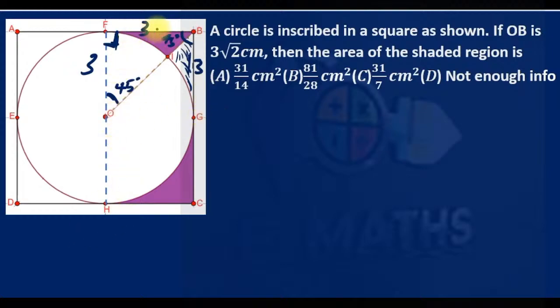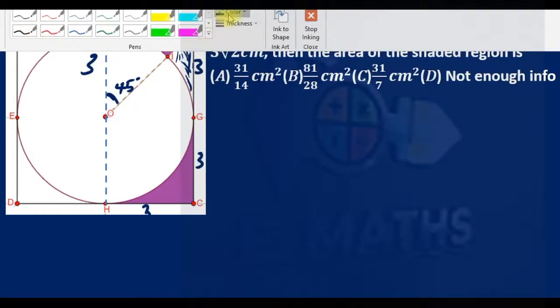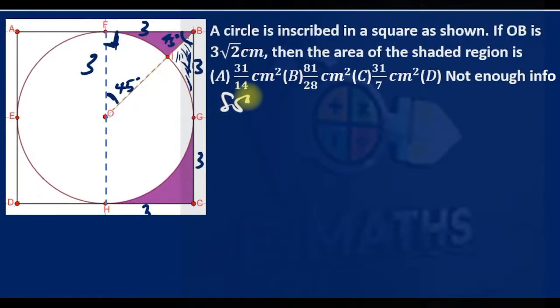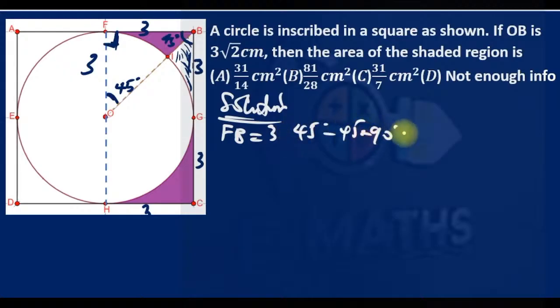So we now have a rectangle with sides 3 and 6, while we have a circle of radius 3 cm. So what we are looking for is the area. Therefore, FB is 3, which is the radius of the circle, by the 45-45-90 triangle theorem.